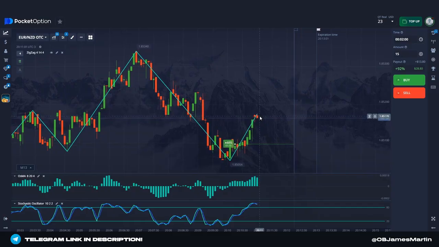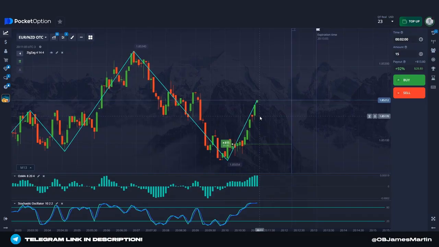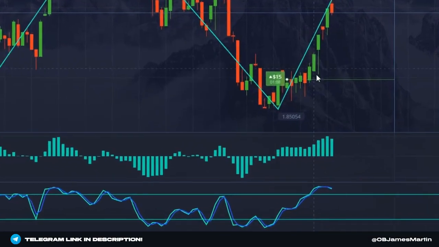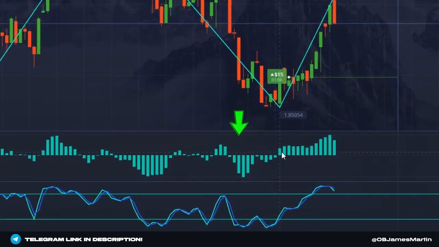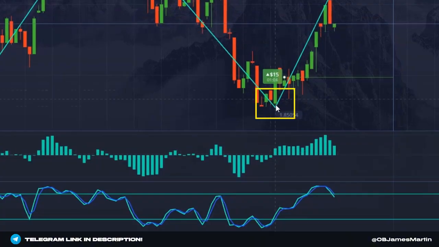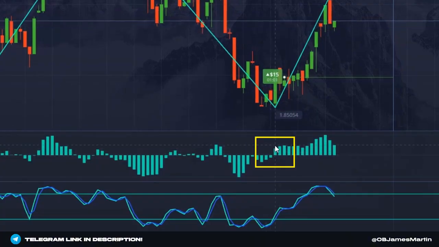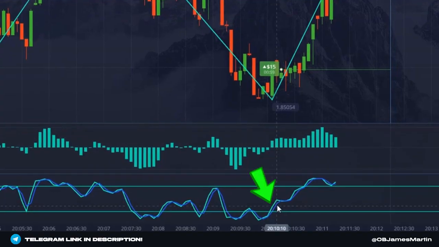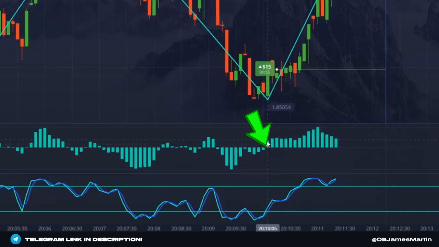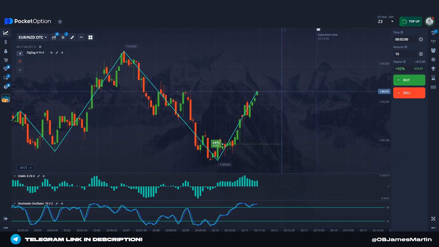Second, to make sure of the forecast, I check the OsMA indicator. Alright, OsMA, the histogram right here. The histogram opening from above confirms the signal, and the circular lines of the stochastic indicator have crossed the lower boundary and are drifting upwards. Look at this, guys. Alright, we have the points right here.